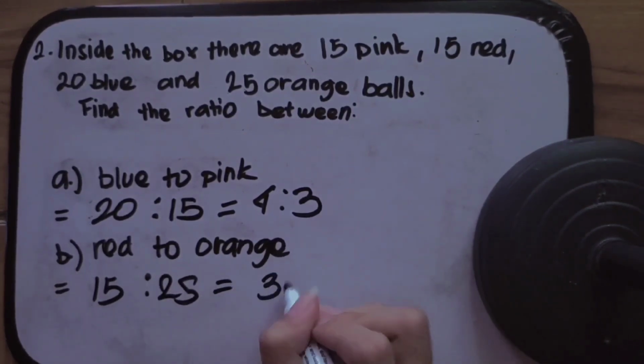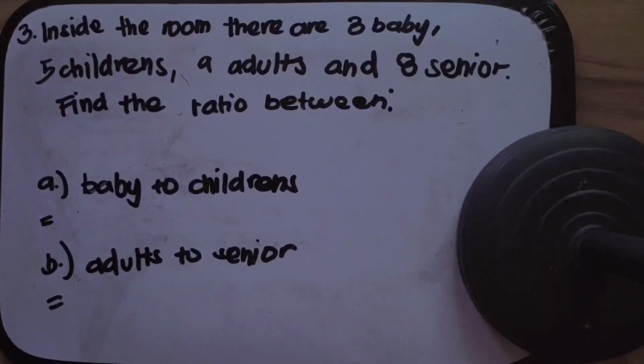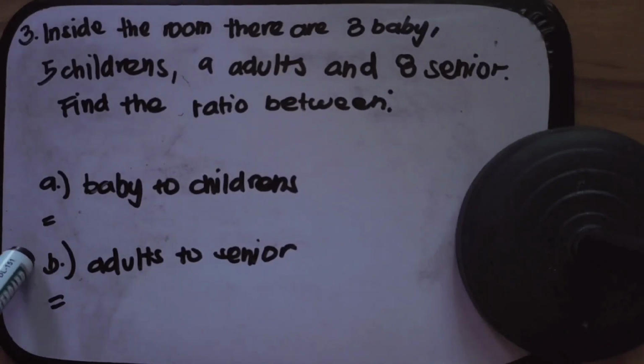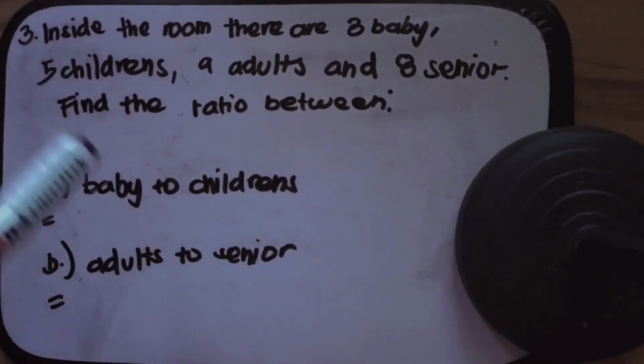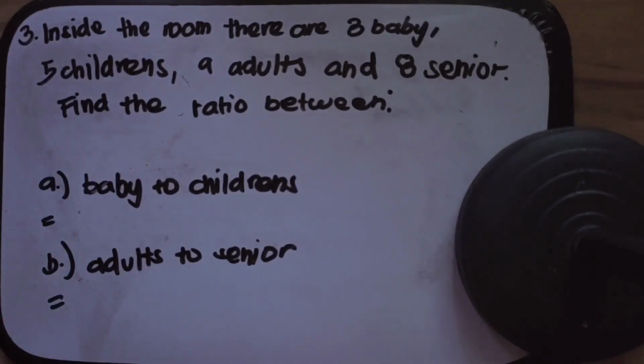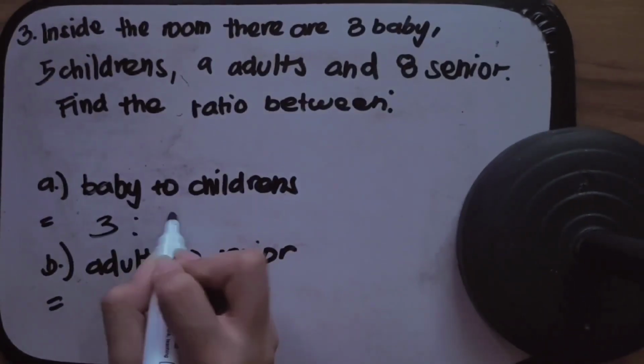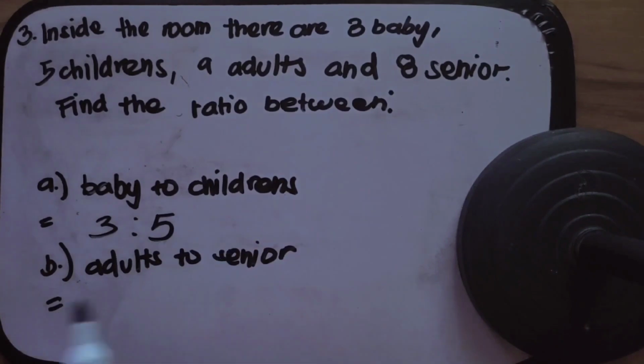Simplify: 3 to 5. For our number 3, inside the room, there are 3 babies, 5 children, 9 adults, and 8 seniors. Find the ratio between letter A, babies to children, and letter B, adults to seniors. Letter A, babies to children. Ilang baby ang meron? 3. Ilang children ang meron? 5. 3 to 5.